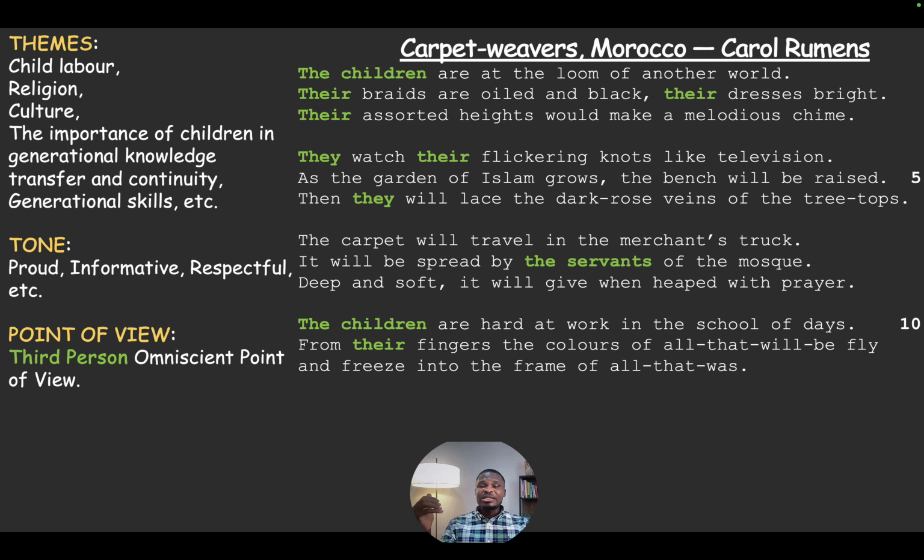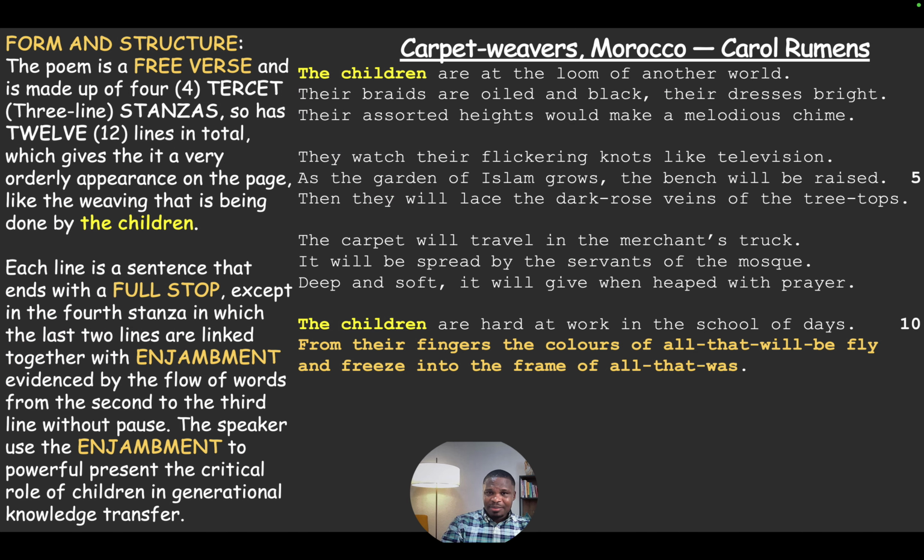And I say it's omniscient because this speaker appears to know everything that happens from the beginning of the weaving of the carpets to what happens to it in the final analysis, and the role that the children play in all of this. Now, in the second part, I want to speak about the form and structure of the poem.